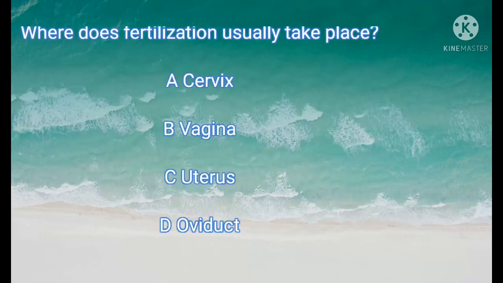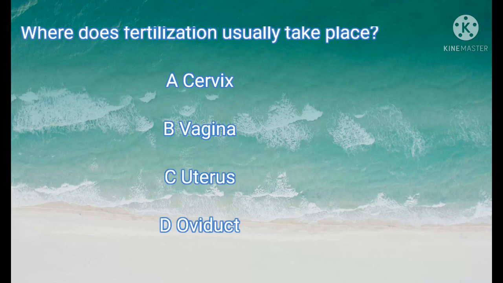Where does the fertilization usually take place? Actually here the first option is cervix, second is the vagina, third is the uterus, and last option the oviduct. All these are part of the female reproductive system. But the question is, where does the fertilization usually take place? Fertilization is also called syngamy, that is the fusion of male and female gametes, that is the fusion of the secondary oocyte and the sperm.